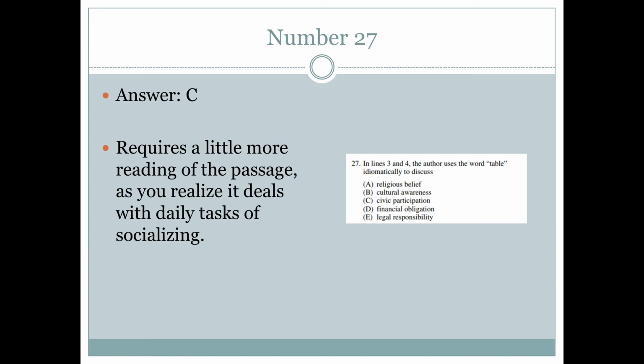27, in lines 3 and 4, the author uses the word table idiomatically to discuss C, civic participation, because as you look at the rest of the paragraph, it deals with daily tasks of socializing and all that. So in this case, C is the one that deals more about what table means. People coming to the table, participating at the table, that simply is civic participation.